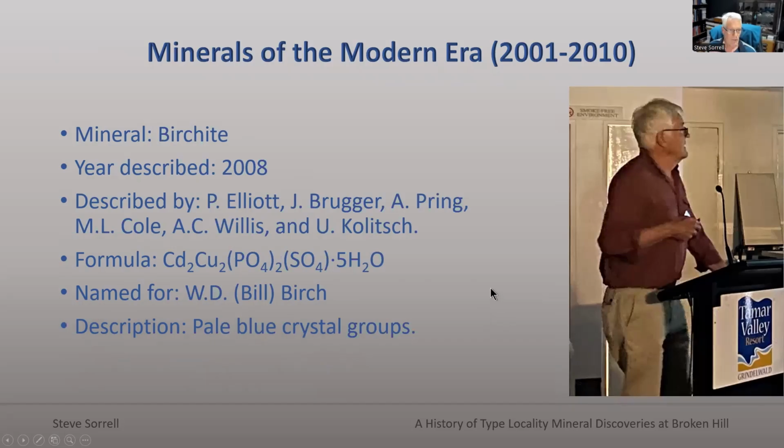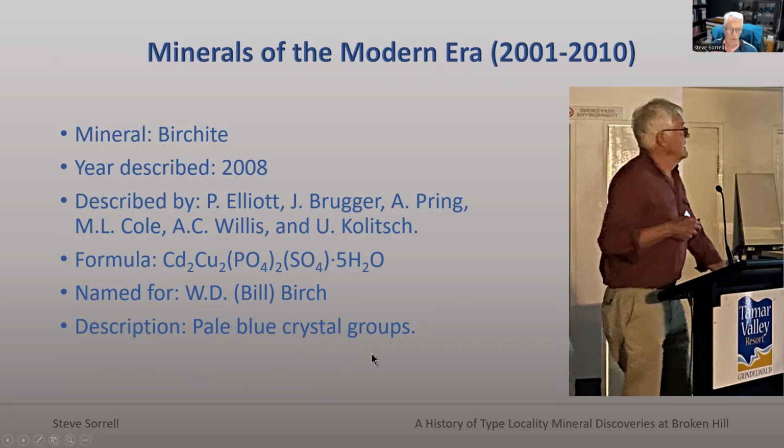And we've mentioned Bill Birch a couple of times. He's certainly been involved in Broken Hill a lot. He's one of the authors or co-authors, or editor in one case, of the Minerals of Broken Hill book, and a very knowledgeable person. Sort of retired now from the Victoria Museum in Melbourne, but also sort of not, as happens. And the mineral that was named after Bill is a cadmium copper phosphate with sulfate.